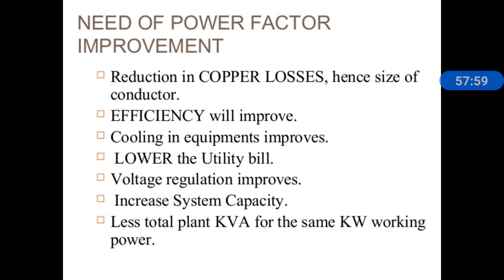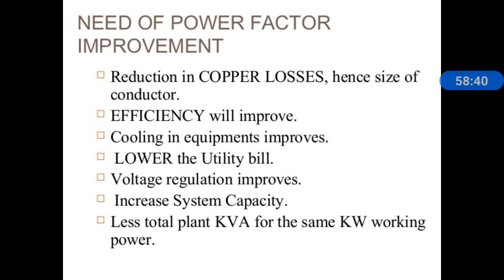Suppose the system is working under power factor 1 condition or nearer to 1 condition, the total power losses will be reduced, the current carrying also reduced, so the conductor size is reduced, so copper loss is reduced. Next, efficiency will improve. Third, cooling in equipments improves. Lower the utility bill. Suppose power factor is 1, the electricity bill also reduces, because otherwise we are drawing more current but utilizing less power.